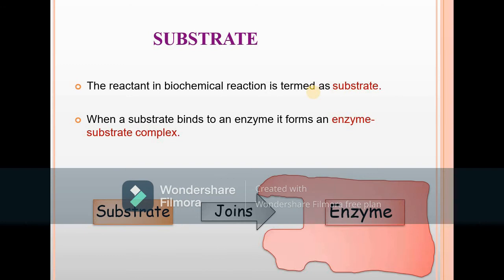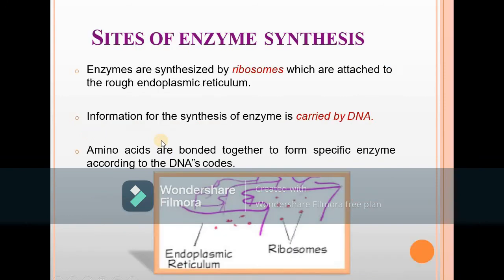Then the next term is substrate. The reactant in a biochemical reaction is termed the substrate. When the reaction is taking place, the reactant is the substrate, while the end result is the product. When the substrate binds to the enzyme, it forms the enzyme-substrate complex.